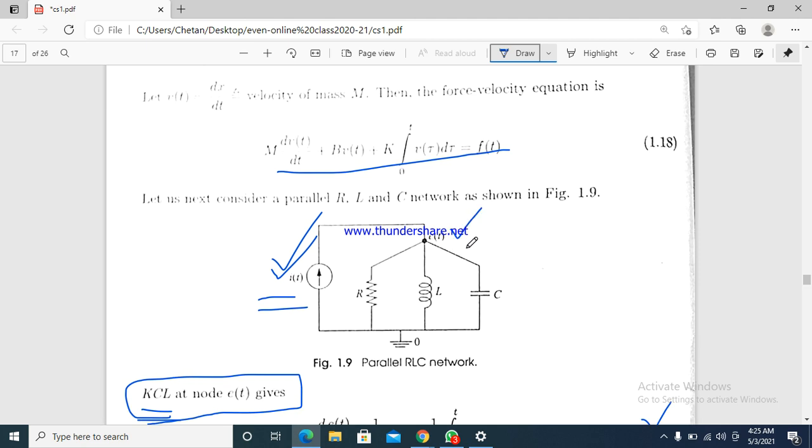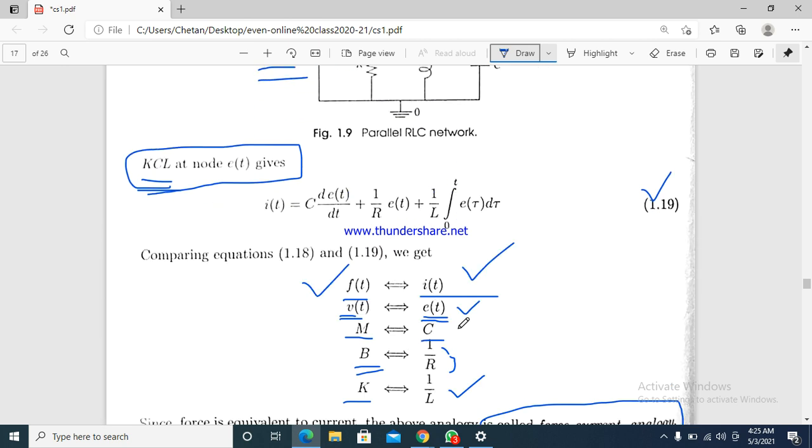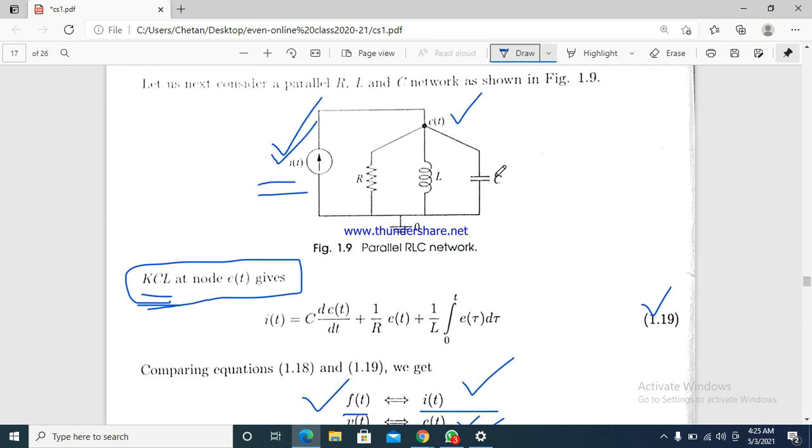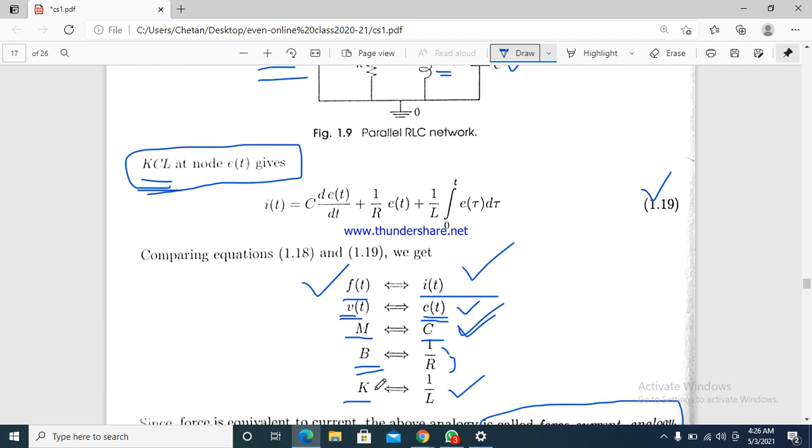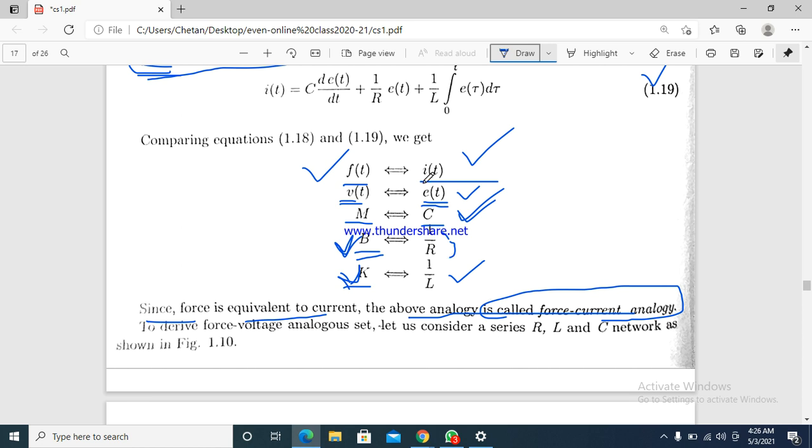Next we have mass. This mass can be replaced by a capacitor, and that spring K. Spring is represented by K, right? That spring is replaced by inductor L. Next, spring K is replaced by inductor 1 by L, and dash pot B can be replaced by 1 by R. This is the force current analogy circuit. Force is equivalent to current. The above analogy is called a force current analogy.